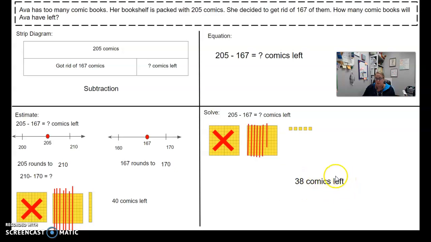So we found out she has 38 comics left. Our estimation was she had 40 comics left. 38 and 40 are pretty close together, so I know I did my work correct.